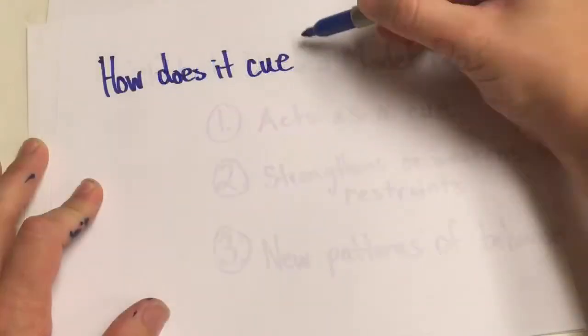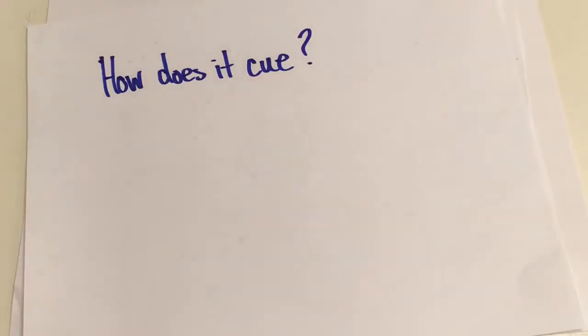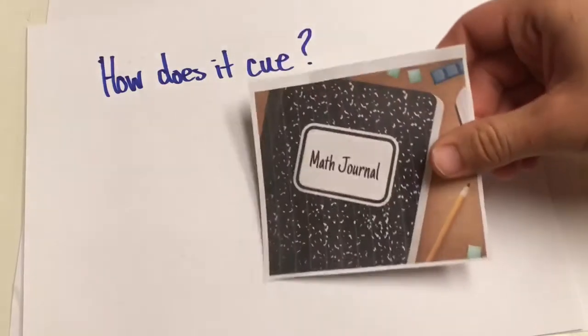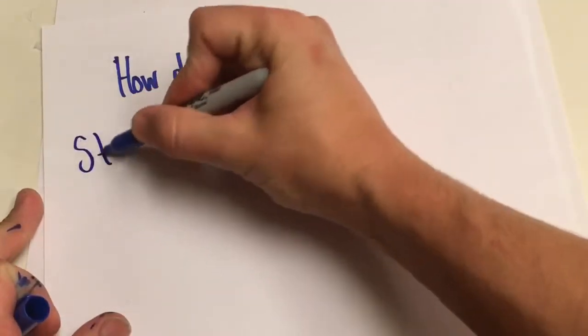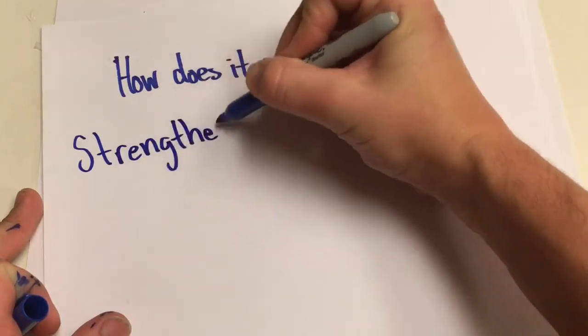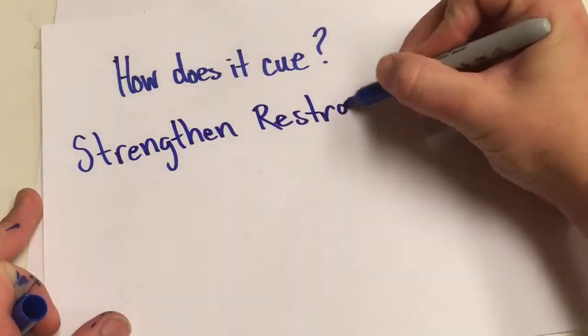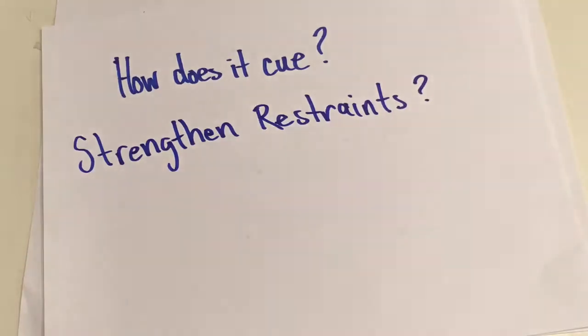How can a model cue something? An example of this is a model student sees another student pull out his pencil and math journal. The observing student sees the model and takes the cue to pull out their own pencil and math journal. There is a caveat, however. Cues will only be effective if the observing student is attending to the model student.